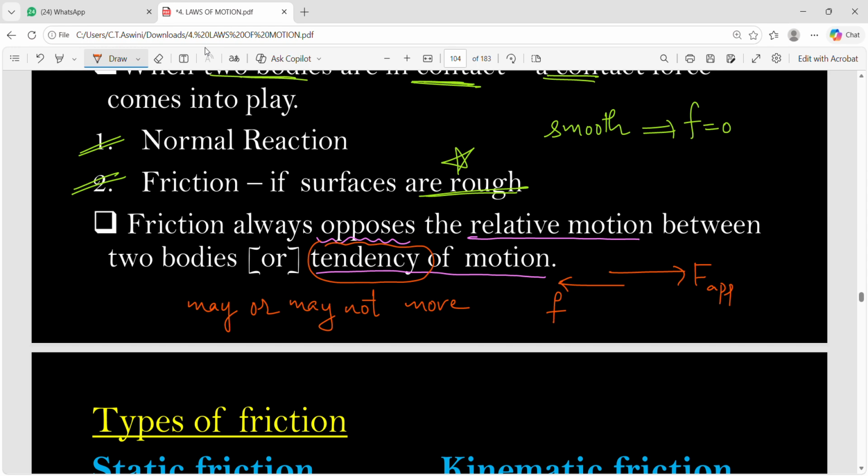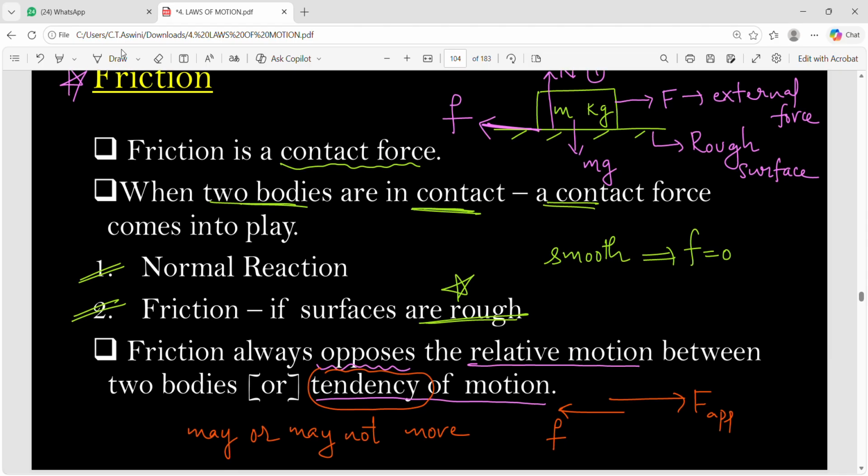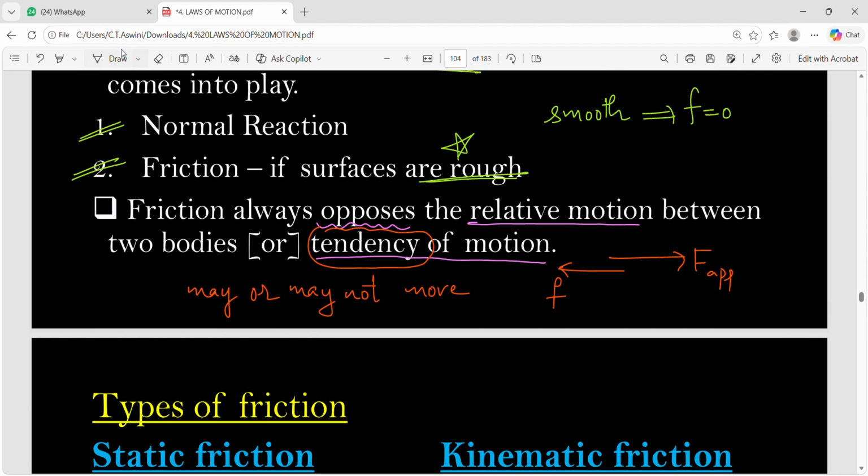So what you have to understand is frictional force is a contact force. It is an opposing force. It opposes the motion of the body. If the body is moving, or even if the body is not moving, when there is an application of external force, frictional force is still present. And how do we calculate that frictional force, etc.? We'll see in today's class. Are you clear with the basic idea of frictional force? Just remember it's an opposing force. This point is important. Frictional force is an opposing force.